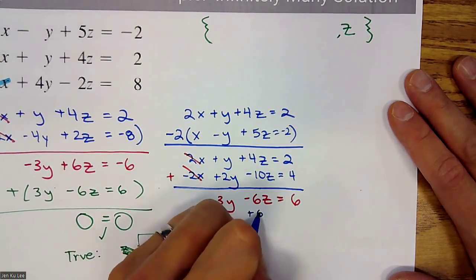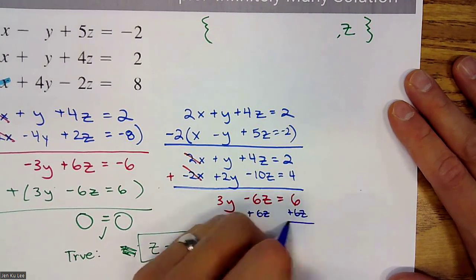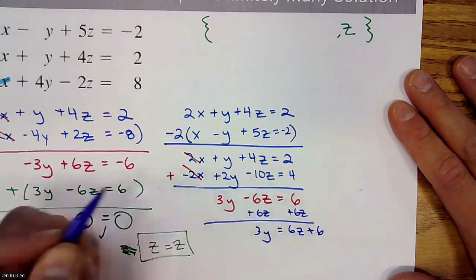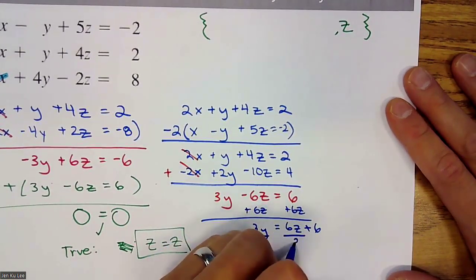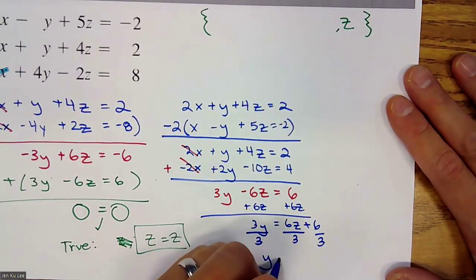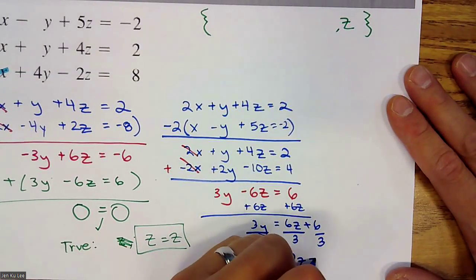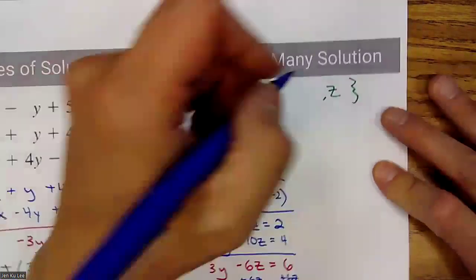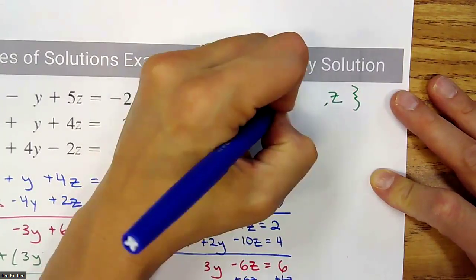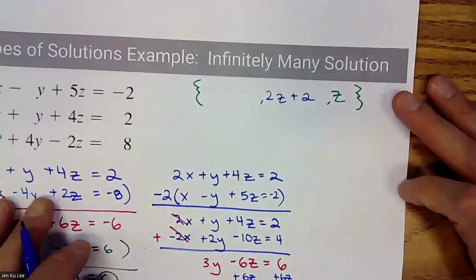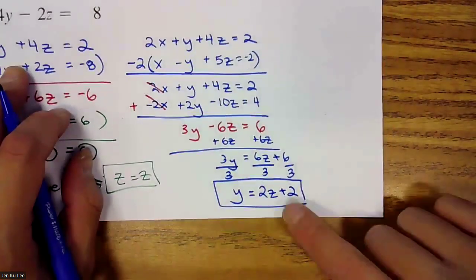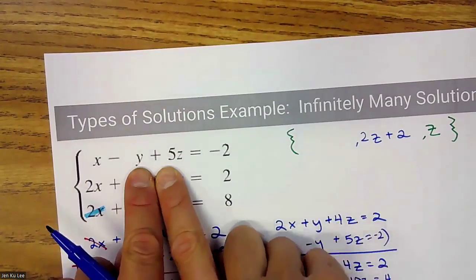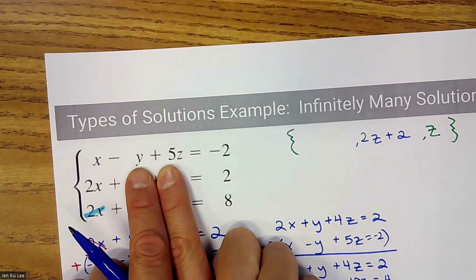So I'm going to add 6z to both sides. 3y equals 6z plus 6. Divide by 3. y is equal to 2z plus 2, right? So that's my y, 2z plus 2. I'm going to take y equals 2z plus 2 and z equals z and plug it into that first equation to solve for x.